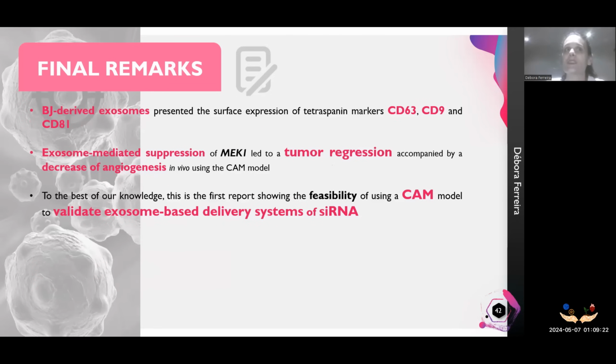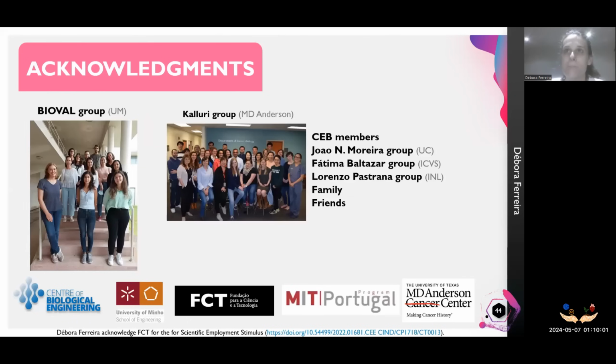Regarding our work, we showed that the BJ-derived exosomes presented surface expression of the tetraspanin markers CD63, CD9, and CD81. The exosome-mediated suppression of the central node of the MAP kinase ERK pathway led to tumor regression, followed by a decrease of angiogenesis in vivo using a CAM model. To the best of our knowledge, this is the first report showing the feasibility of using a CAM model to validate exosome delivery systems of sRNA molecules.